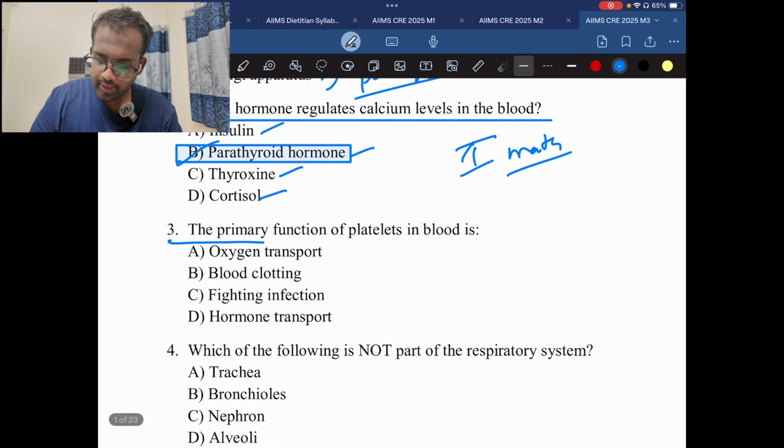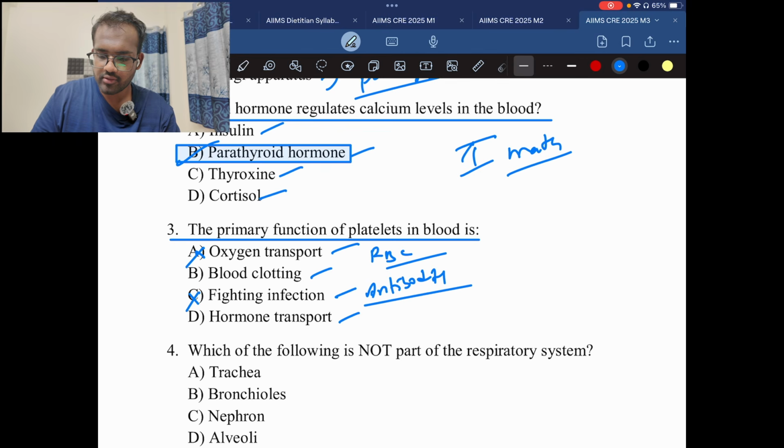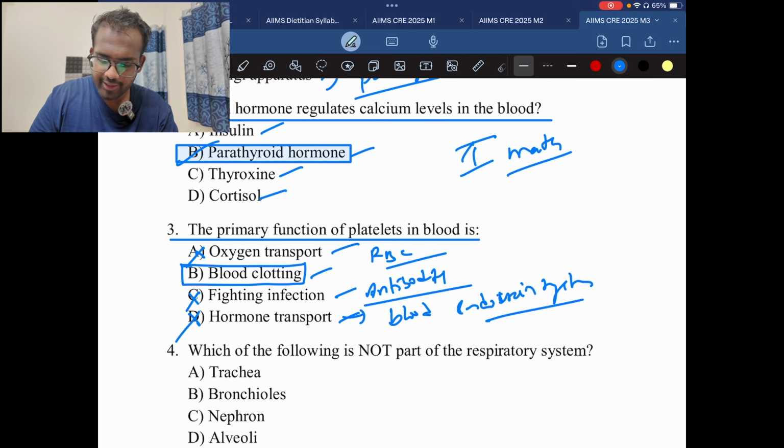Question number 3. The primary function of platelets in blood is: oxygen transport, blood clotting, fighting infections, or hormone transport? First, eliminate the options. Oxygen transport is the work of red blood cells, RBCs. Fighting infection is the work of antibodies. Hormone transport is the work of blood, so usually the hormones travel in the blood, and the endocrine system releases the hormone directly to the particular site. And there is one more option, an easy one, that is blood clotting. Always remember, platelets help in blood clotting.